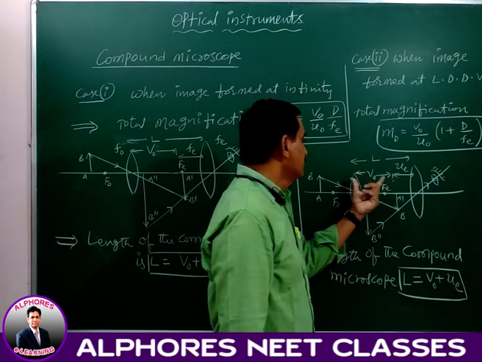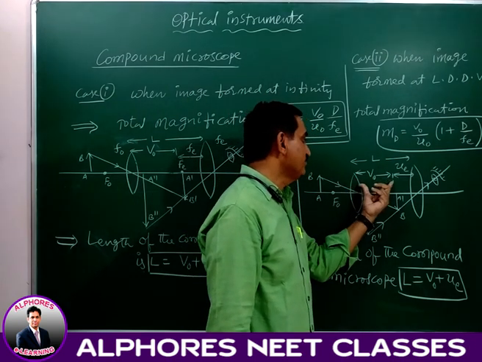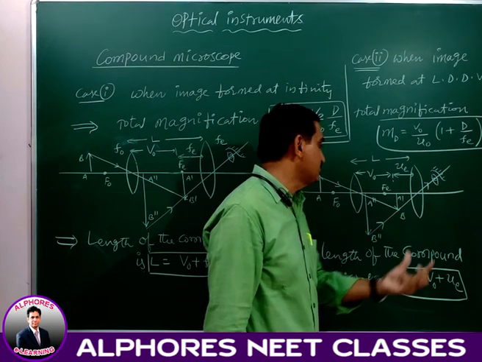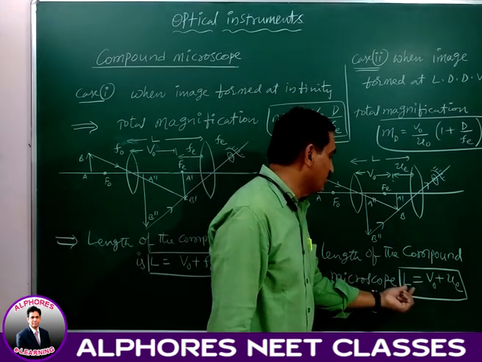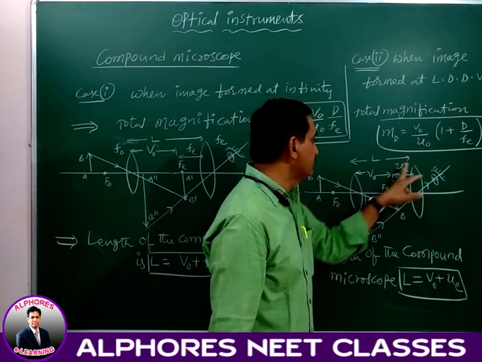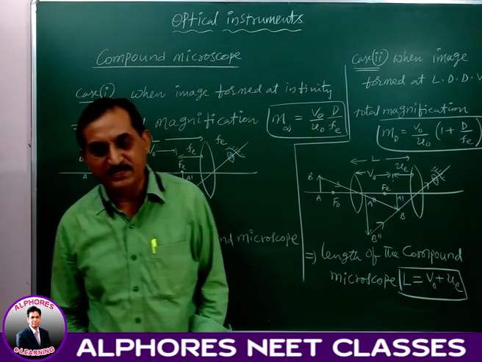Now, this is the image distance formed by the objective lens, V naught, and this is UE, the object distance for the eyepiece. Now in this case, the length of the compound microscope is L is equal to V naught plus UE. This is the length of the compound microscope. L is equal to V naught plus UE.